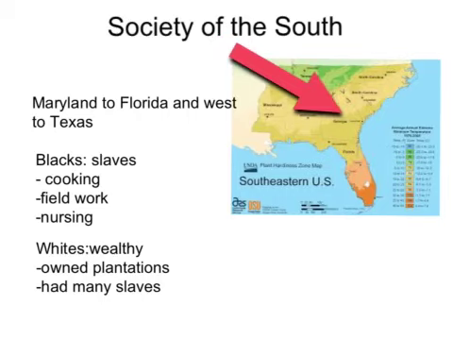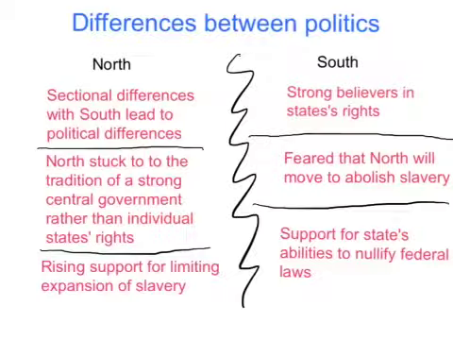Society of the South. The South was mostly rural. It was from Maryland up here all the way to Florida and west to Texas over here. Blacks were slaves. They mostly did the cooking, the field work, and they helped nurse the white people. Whites, however, were very wealthy, and they owned plantations and had many slaves.